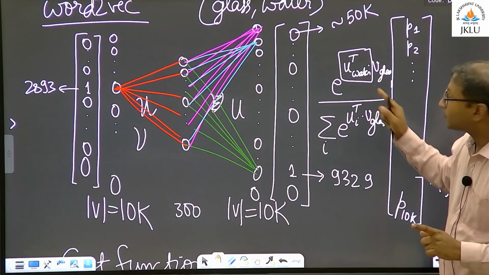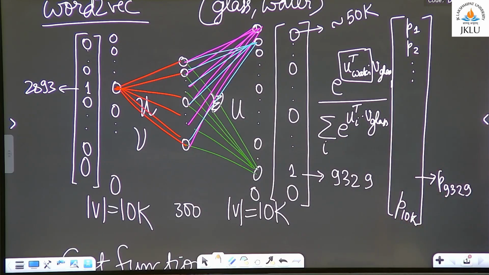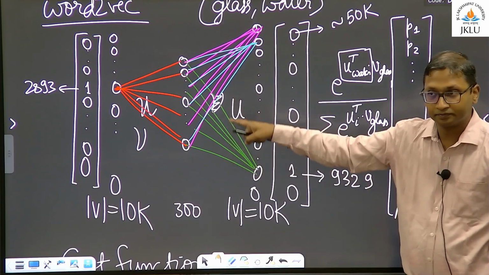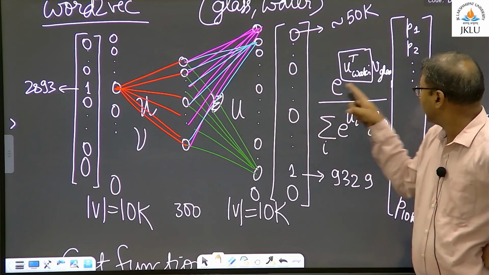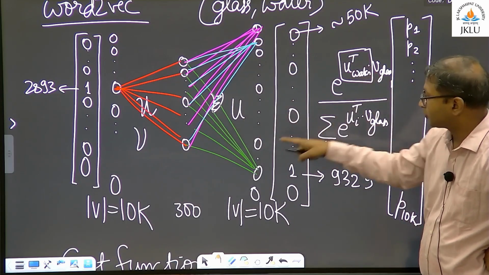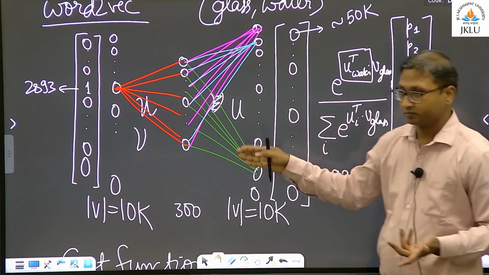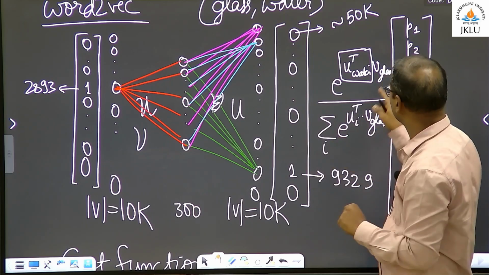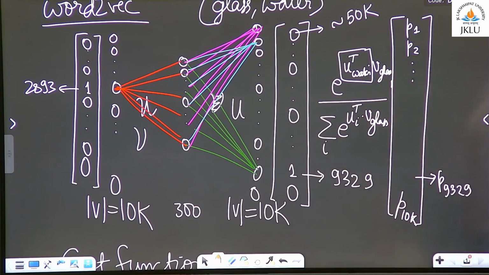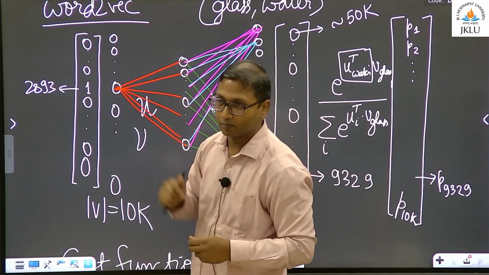So what is my embedding for water? It's a 300-dimensional thing now. It is the green thing, U water. Actually U water, because transpose will make it a row. What is my embedding for glass? Glass is the red one. So these 300 numbers.